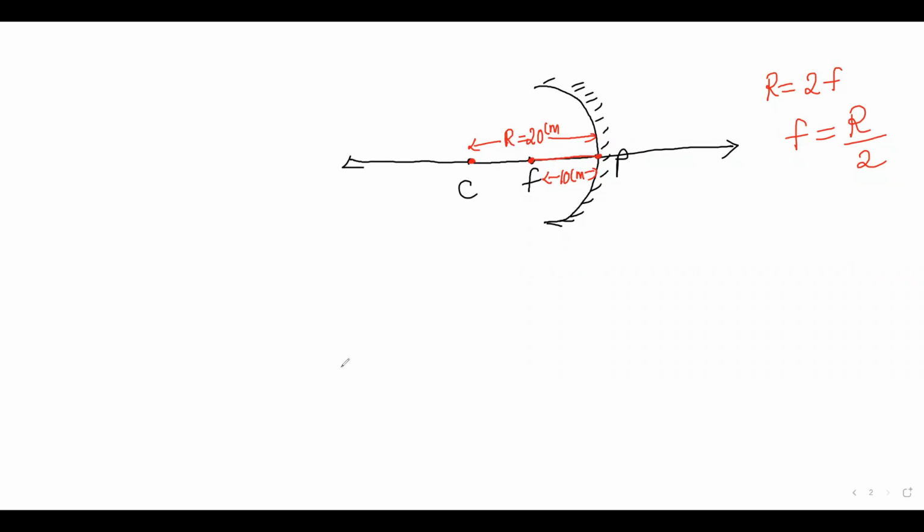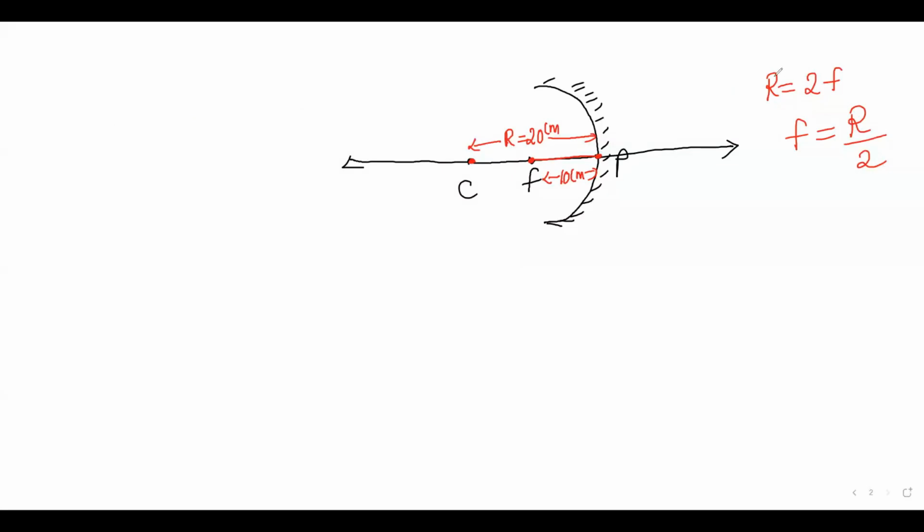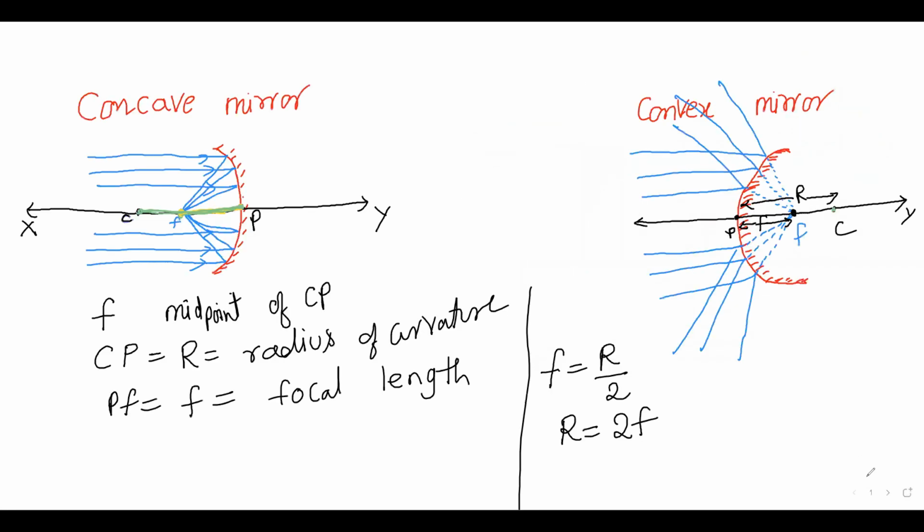Okay, so that's it for this concept. This is the relation. Okay, let's go to the next concept. Is this concept clear? And the concave mirror is called converging mirror.